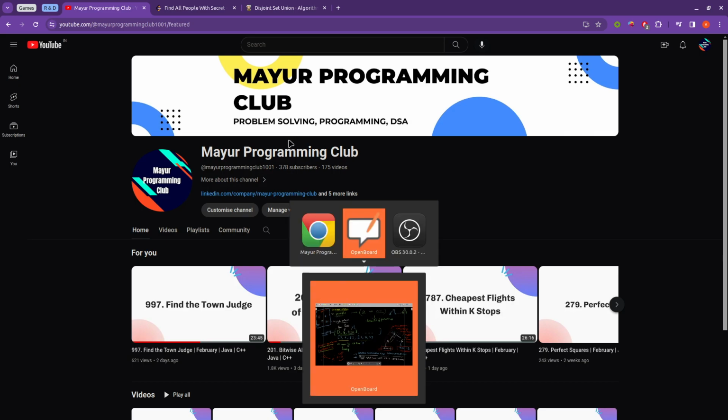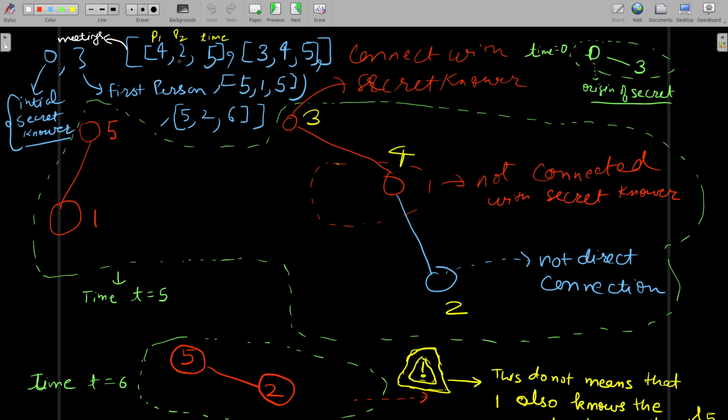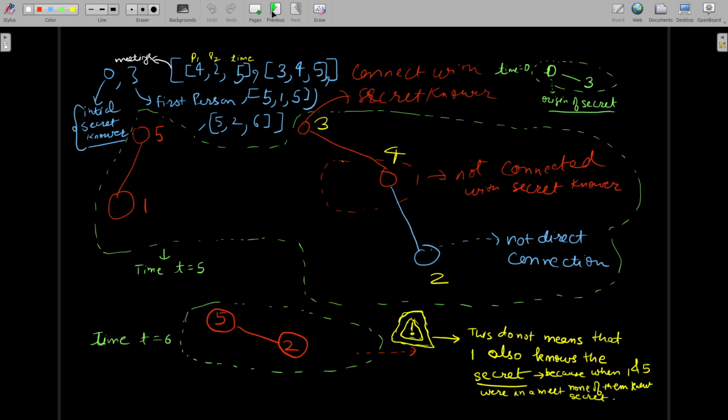Okay, so let's move towards the approach. Let's say this meetings array is given to you. These are the entries in your meetings array. So this is person 1, person 2 and time. Okay, these are the entries. And initially your initial secret knower is the 0th person, and he tells the secret to the first person, which is 3. Okay, so this data is given to you.